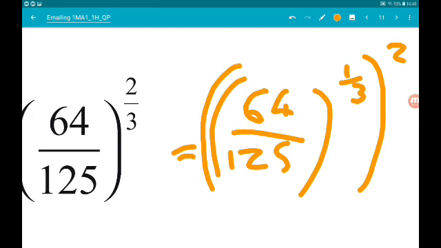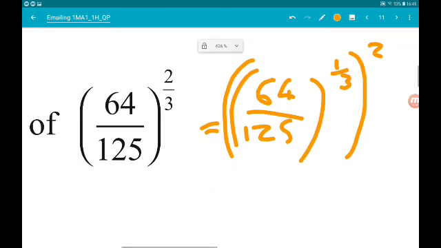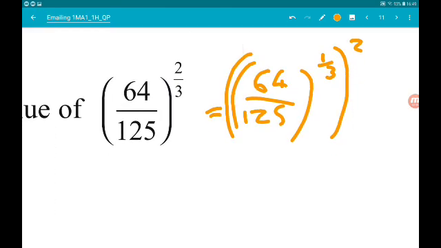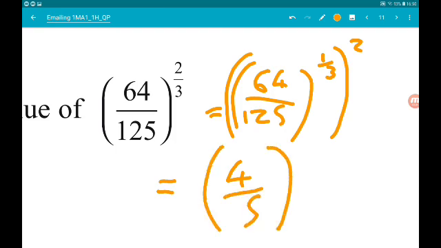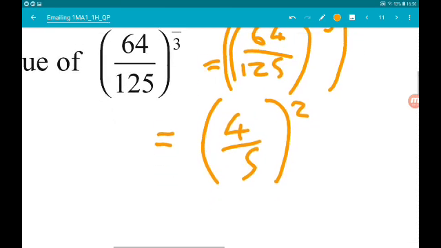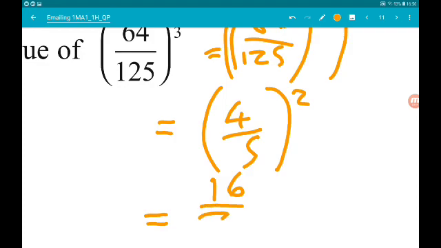Now the reason we've split it is because each bit of the fraction does something different. The bottom number is the root, and the top number is the power that we raise things to. So 64 over 125 to the power of a third. Well, a power of a third means a cube root. So we cube root the top and the bottom. The cube root of 64 is 4, and the cube root of 125 is 5. So we've now got 4/5 squared. Now we square the top and the bottom, so we get 16 over 25.